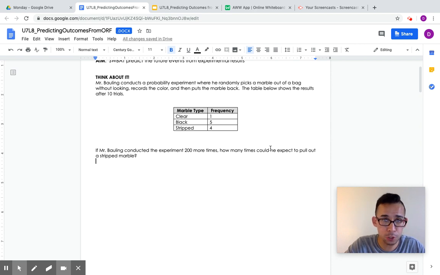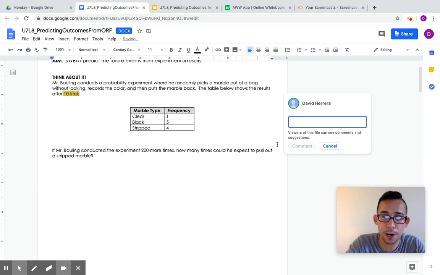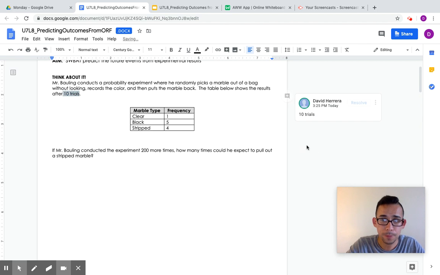So I'm going to take some annotations here. First thing I'm noticing is that Mr. Balling conducted 10 trials. So that's going to be part of the observed relative frequency because this is what Mr. Balling actually did, okay? The next thing I'm noticing is that Mr. Balling wants to make a prediction for selecting a striped marble.